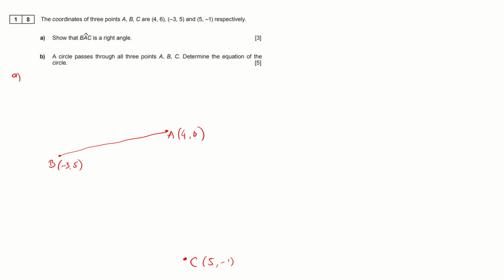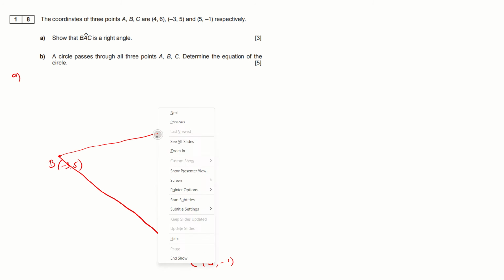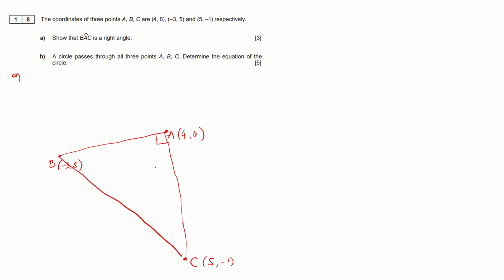Here we go. That's not bad. That one, not so good. Goes down there, and that one there. Okay, so those three are connected. Show that BAC is a right angle.